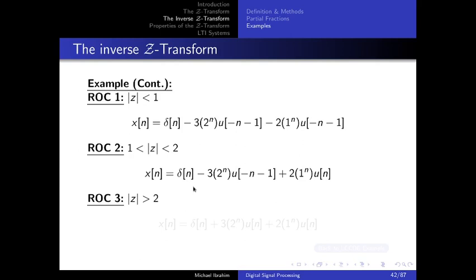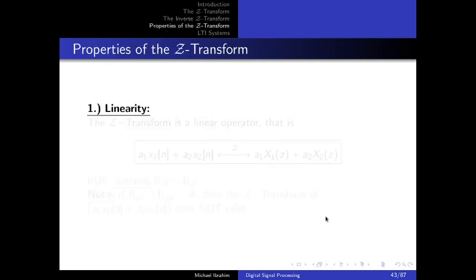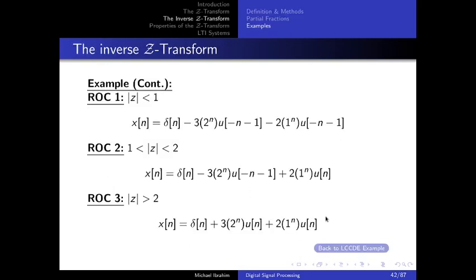The third possible region of convergence is that modulus z is larger than 2. In this case, the sequence should be right-sided, and we will get a term like 2 to the power n, u of n plus 1 to the power n, u of n. Okay, so this concludes the part on the inverse Z transform. In the next part of today's lecture, we will start working with the properties of the Z transform.